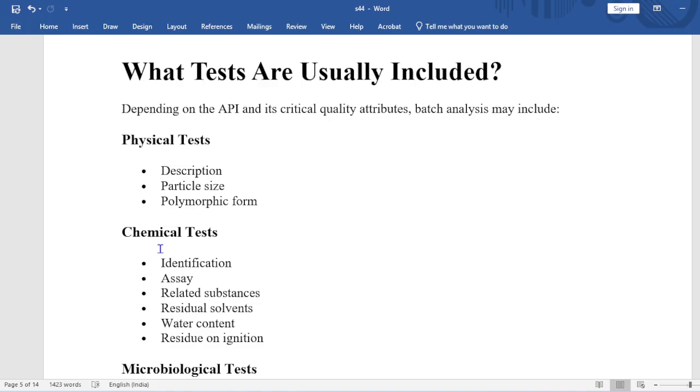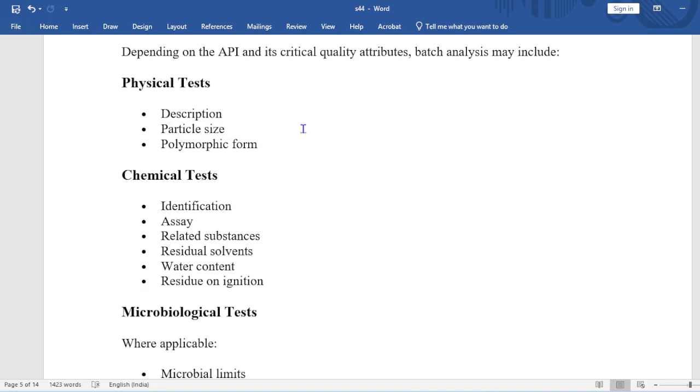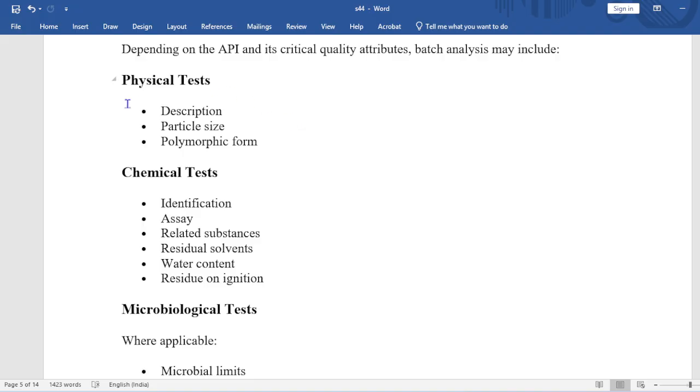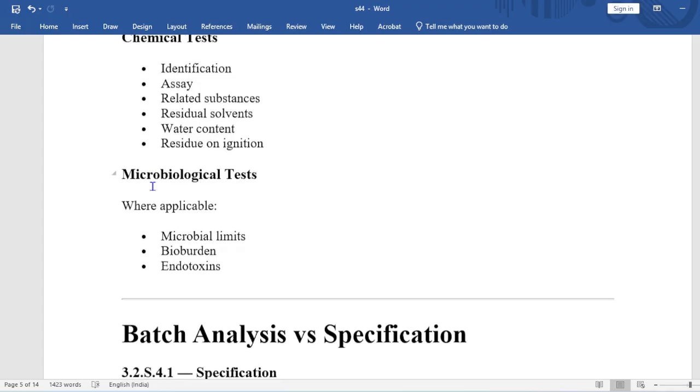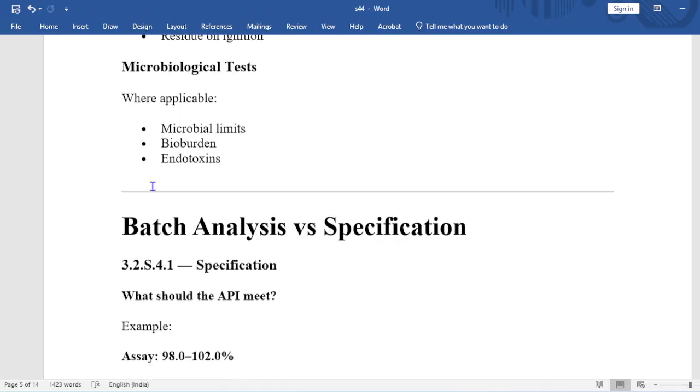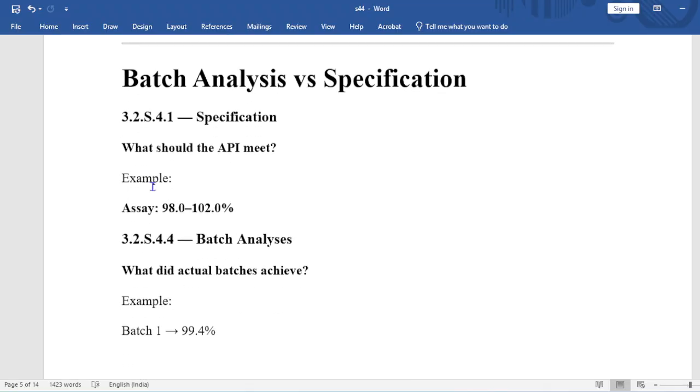So the next question is, what tests are usually included? The physical tests obviously depend on the API characteristics, the CQAs, but in general we have physical tests, then chemical tests. In chemical, we have assay, identification, related substances, water content, residual solvents, and microbial tests like bioburden, endotoxin, or microbiological limits.